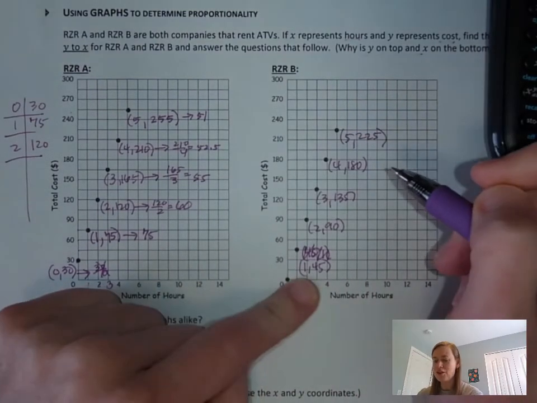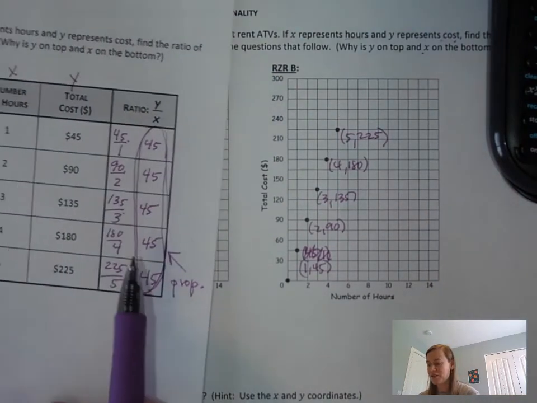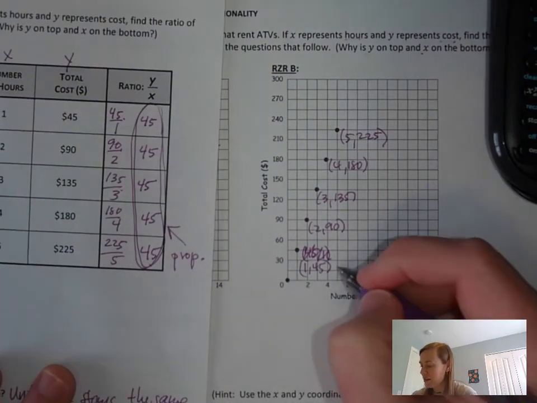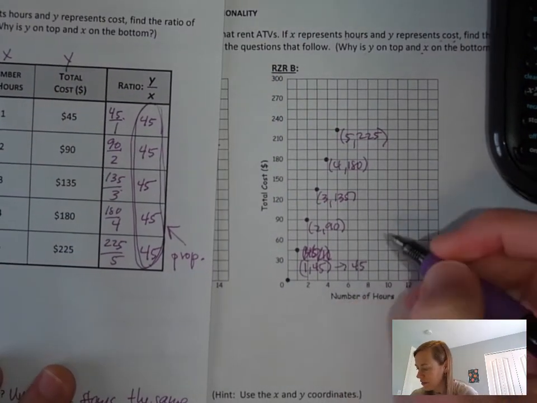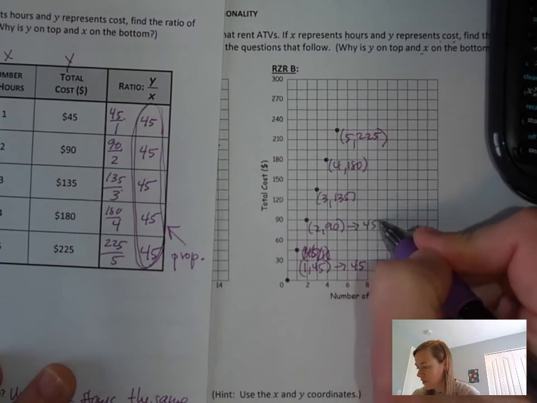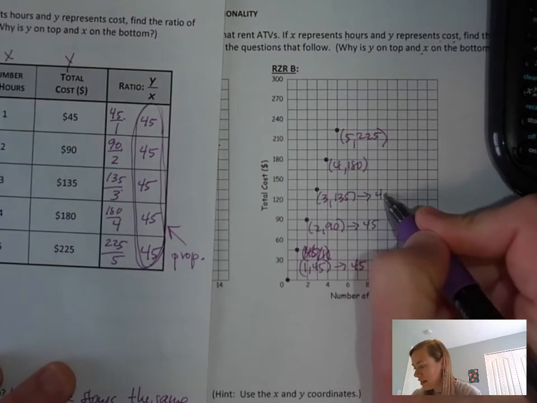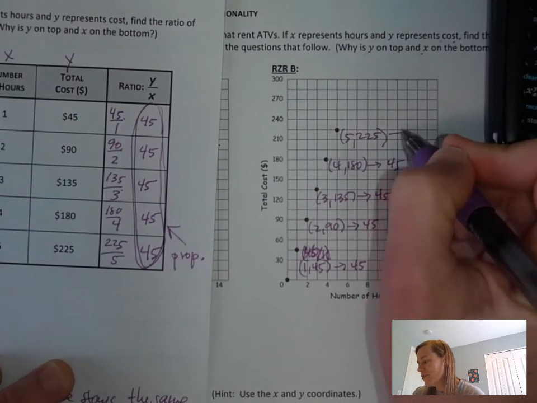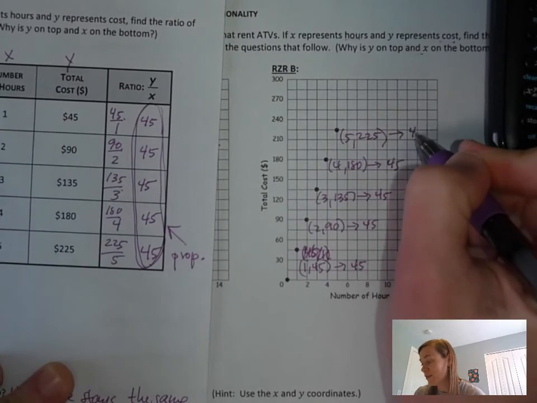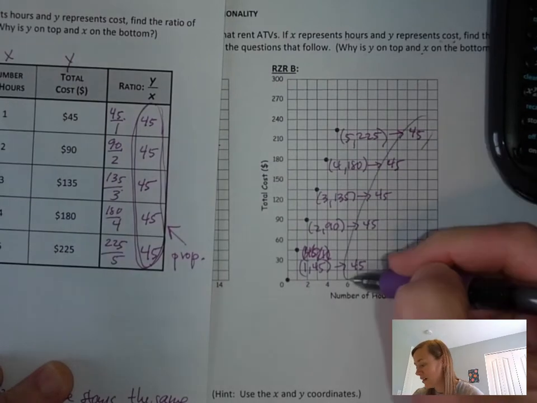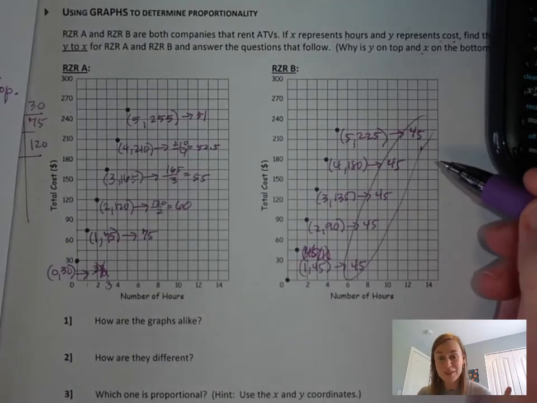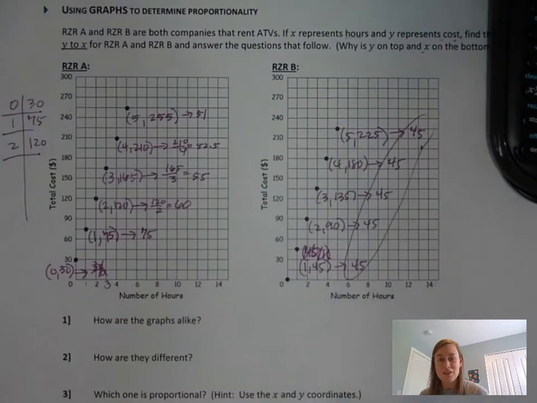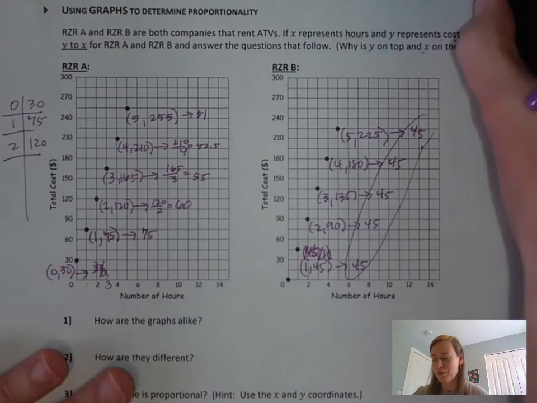Okay, now we already know what happens when we divide all these out because we did it here. All of these are going to equal 45. So 90 divided by 2 is 45. 135 divided by 3 is 45. 180 divided by 4 is 45. And 225 divided by 5 is also 45. So they are all 45. Because you know how to read it from a table, you know that this is proportional. But still, we haven't talked about our trick. We're getting to it, I promise.